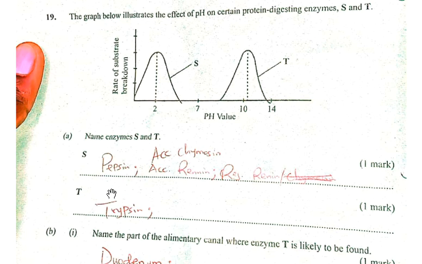Then T is trypsin. It is trypsin because trypsin works best in alkaline condition, and S is pepsin simply because it works best in pH of 2, because you can see the rate of substance breakdown is highest at pH of 2, and on the contrary, rate of substance breakdown is highest at pH of 10.